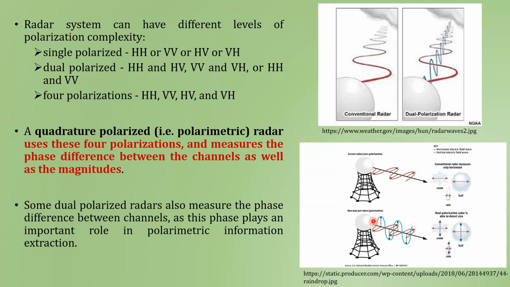Here the benefit of dual polarization radar is shown over conventional radar in ground based radar systems. In conventional radar, HH polarization is used, and this gives us the horizontal dimension of the snow, hail and rain. But in dual polarization radar, the system can measure the horizontal as well as vertical dimension, and it is able to detect the size of the snow, hail and rain. Some dual polarized radar also measure the phase difference between channels, and it is important in polarimetric information extraction.